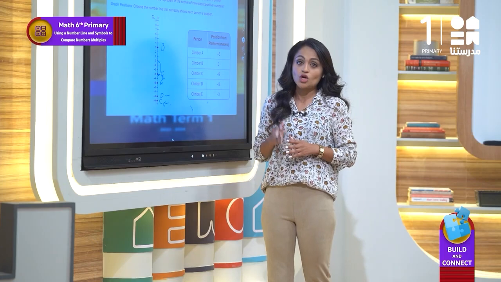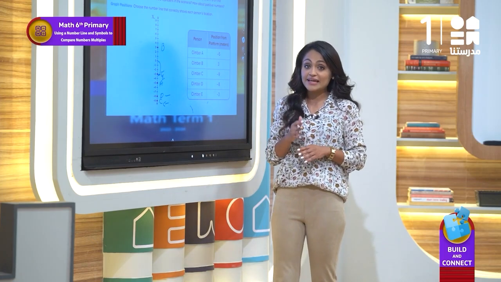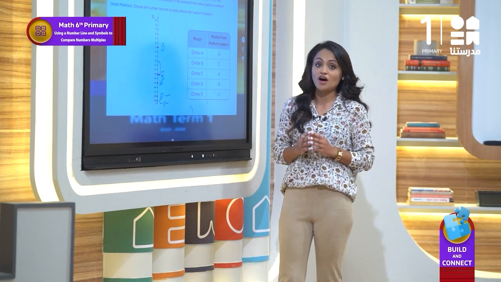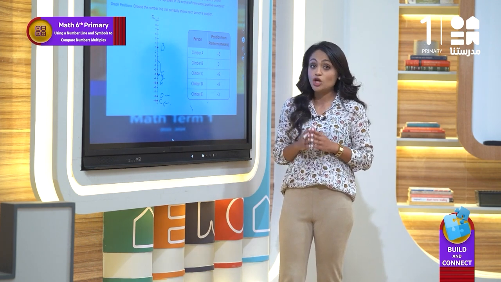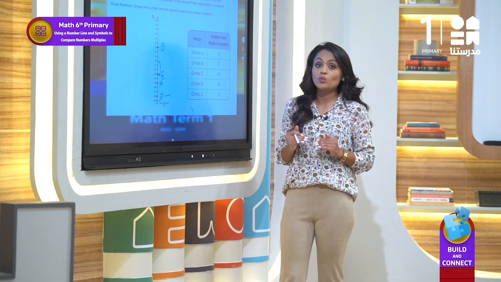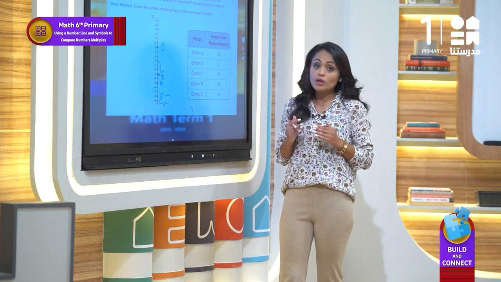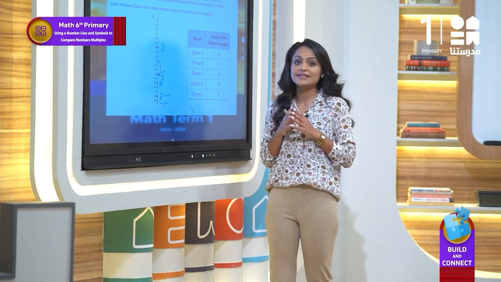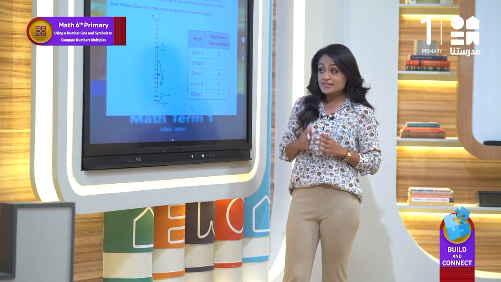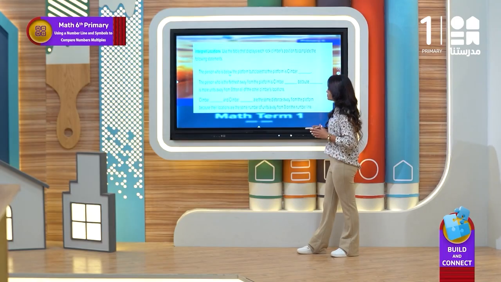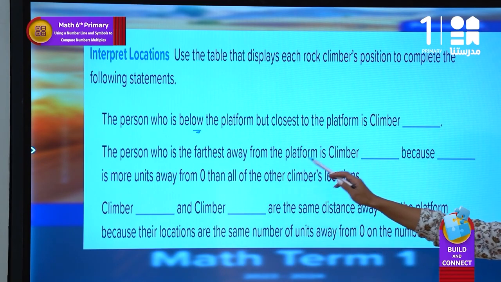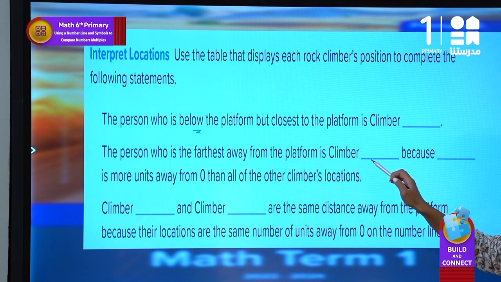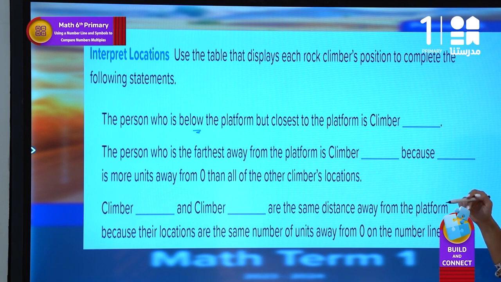We are confirming again that the negative here means the position of the climbers in relation to the platform. When the climber is below the platform, the number will be negative. We will focus more on this in the next activity. In the next statement, it's telling you that the person who is the farthest away from the platform is climber. What? Because what? Let's see again.